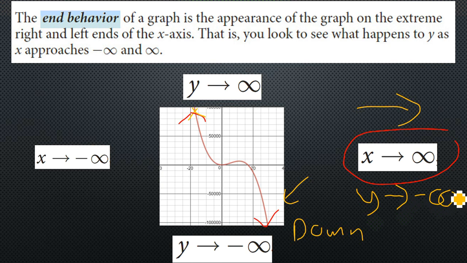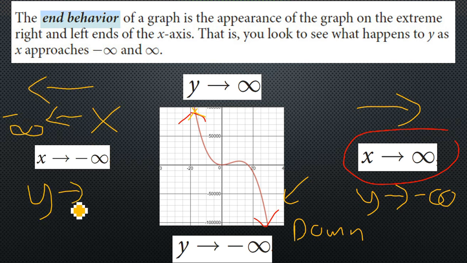Okay. Now let's look left. And again, if it helps you, think about it written this way. As x approaches negative infinity, what's happening to y? And as we see here, as we look left, the graph actually goes up. So we want to say as x approaches negative infinity, y approaches positive infinity. And we typically won't write the positive, but I put it there just for now.